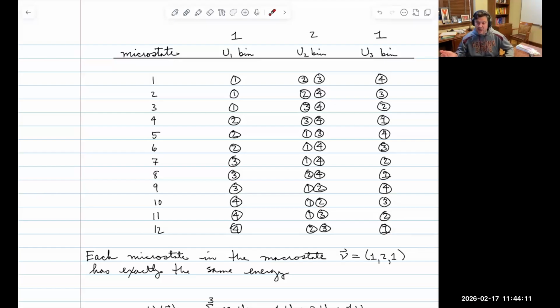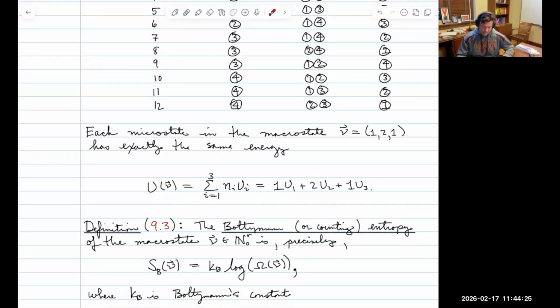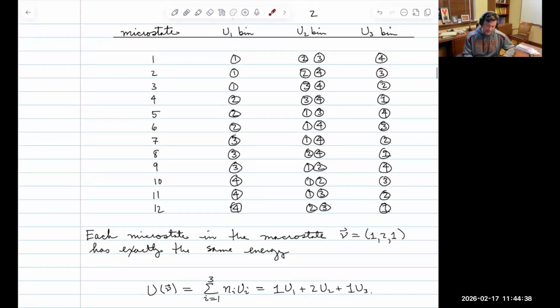Of course, that's just a confirmation of the formula that one knows from combinatorics, and we're not going to go any further into that. We're simply going to state that and use it. Now, each microstate in the macro state, 1, 2, 1, has exactly the same energy. This is an important feature. There are 12 different microstates, and each one of these represents an individual microstate within this macro state.